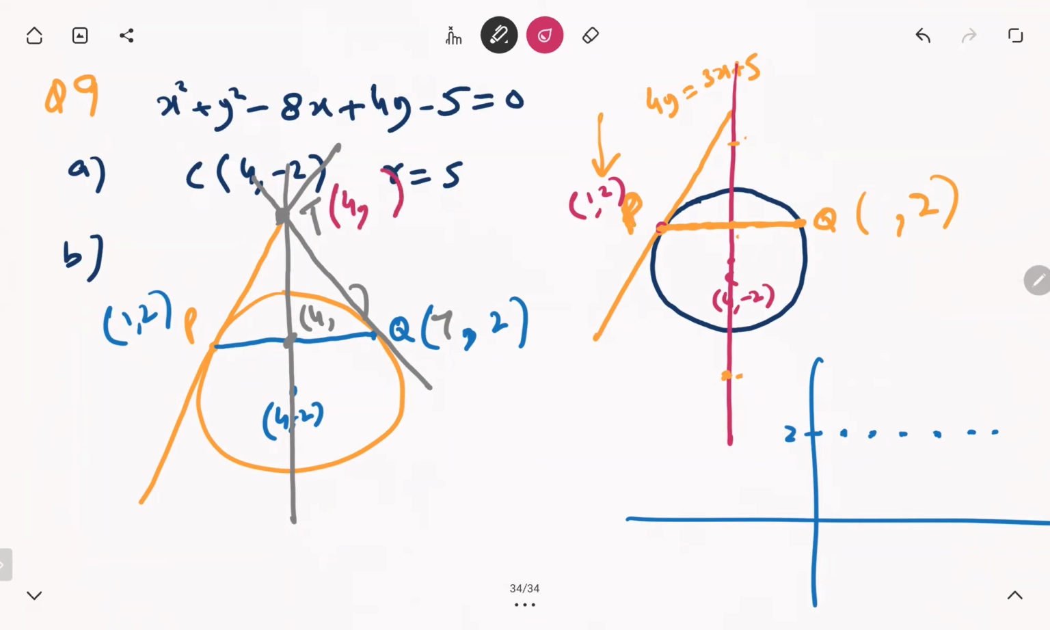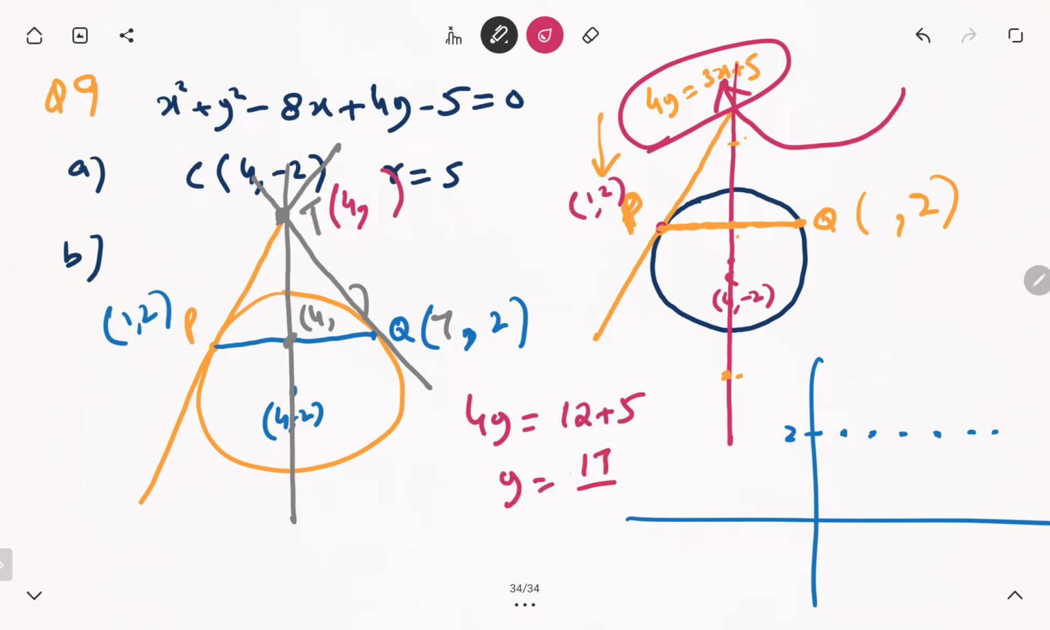And once you have the X coordinate of T, you already have the equation of the line PT in part B. Just put x equal to 4 in that equation. So 4y is equal to 3 times 4, 12, plus 5, 17. So the y coordinate will be 17 over 4. So T will have the coordinates 4, 17 over 4. Is that clear?